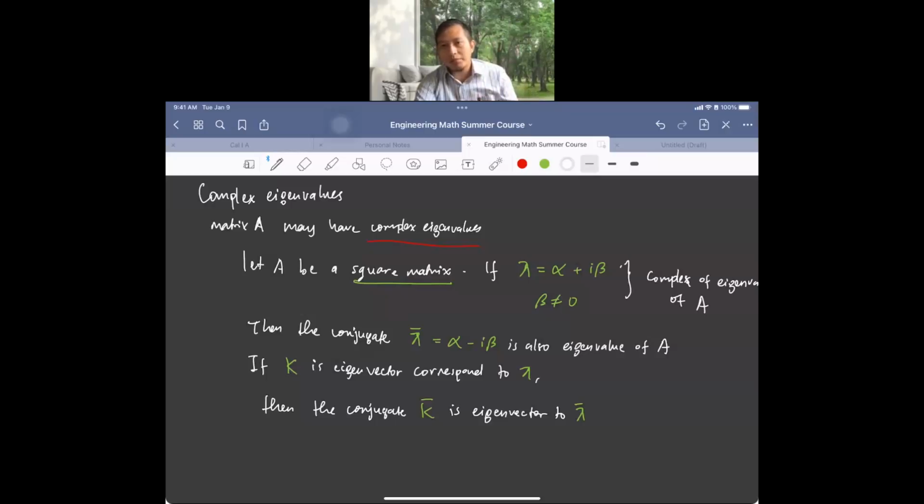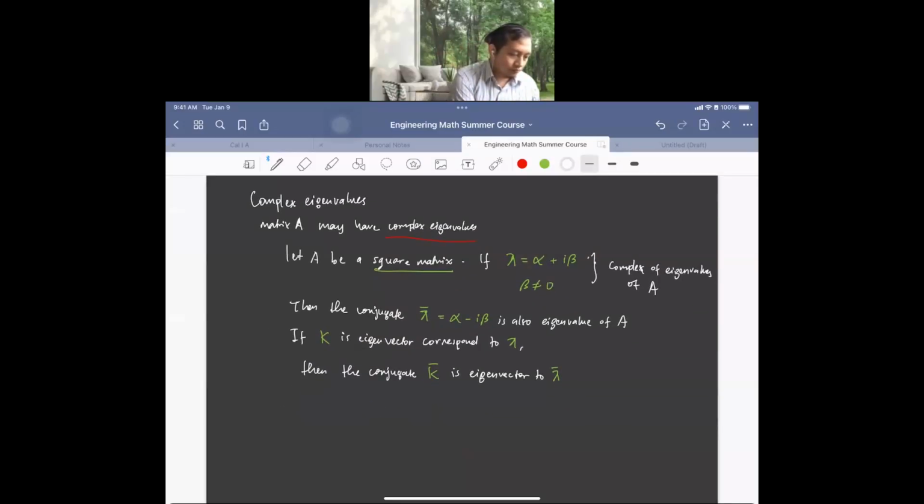The reason we have complex eigenvalues comes from the characteristic equation. When finding the roots of the characteristic equation, the roots themselves may not be real, so they may have an imaginary part. Okay.